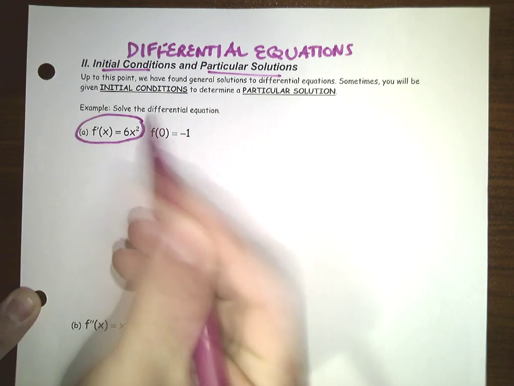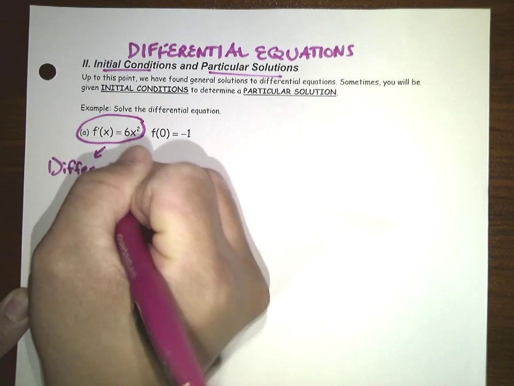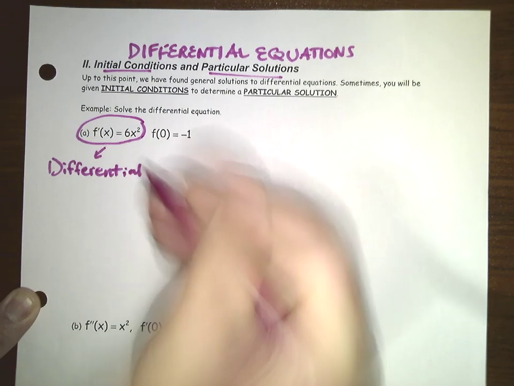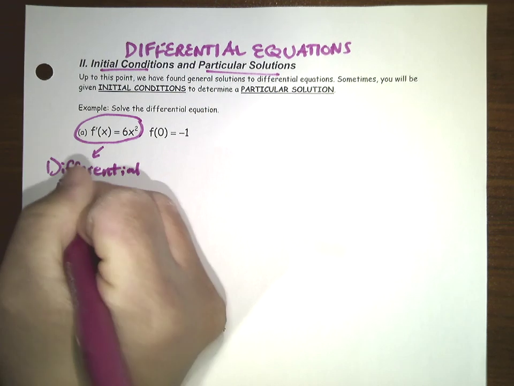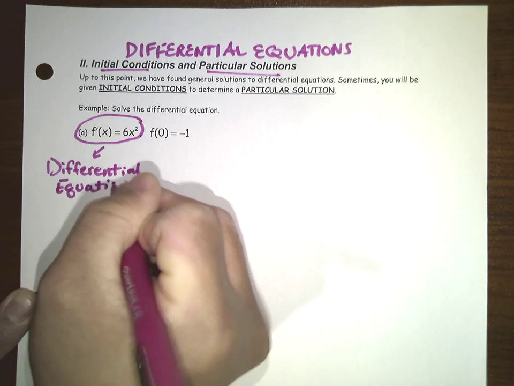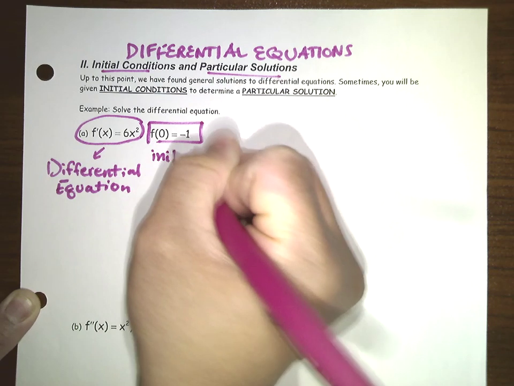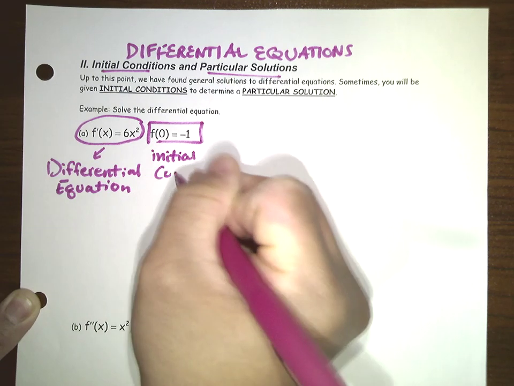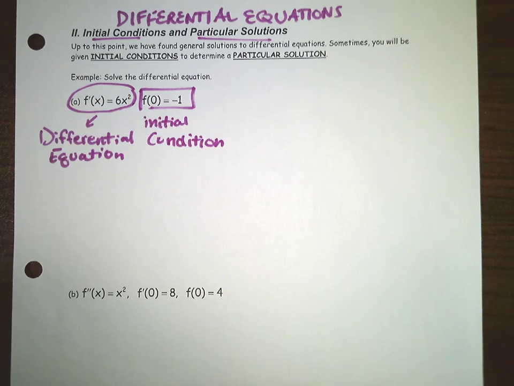This is a differential equation because it involves derivatives and values of x and y. So this is a differential equation, and then this is what I would call an initial condition. All right, so let's solve the differential equation.